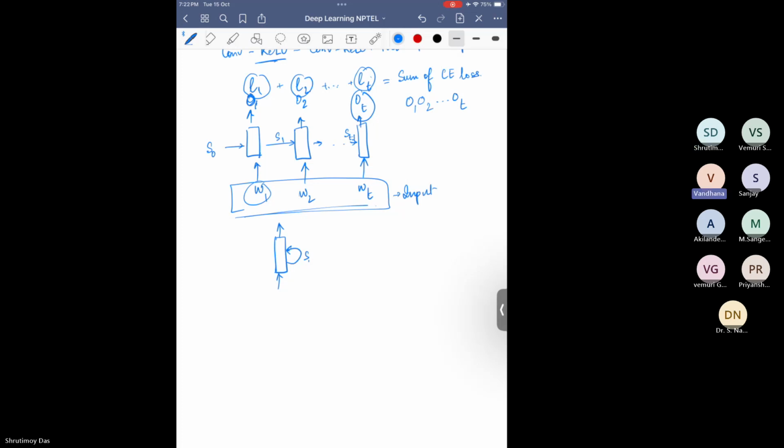And attention itself is a neural network in itself. Attention itself is a neural network.